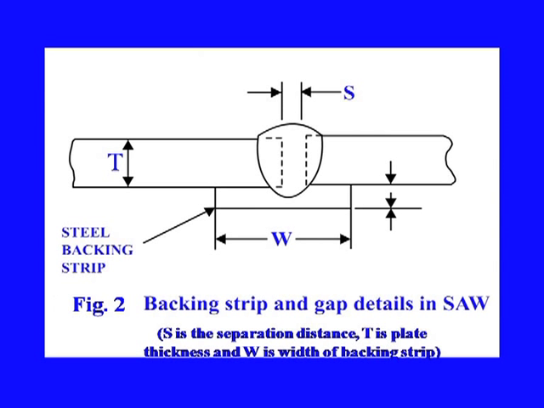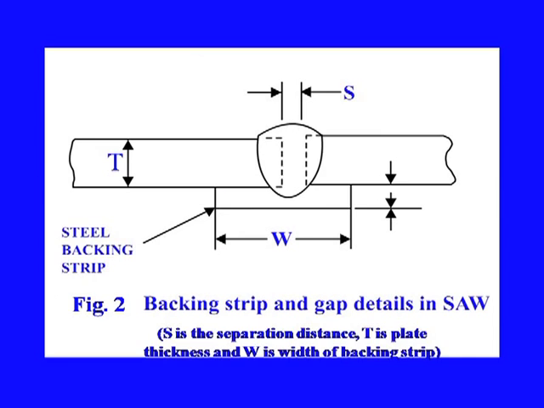and the thickness of these base materials is T, and W is the width of the backing strip. Just now we were talking about one backing strip required for effective welding in this process, and this is the width of this backing strip. We can easily understand from this configuration that this width must be greater than the joint width, and this S is the separation between these two base metals. So, this table shows the parameters used in submerged arc welding process.